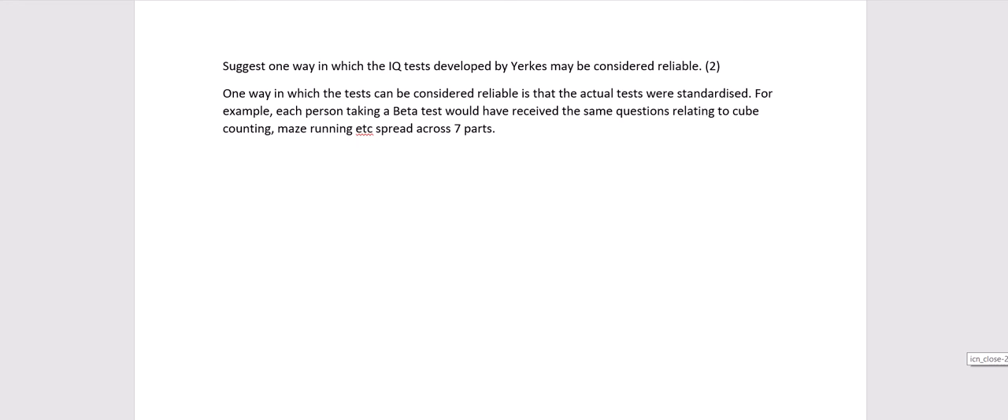And there we go, I've just added some context. So my context is saying beta test. I've shown an understanding of what standardization is because I've said that each person would have received the same questions. And then I've given further context by elaborating on the beta test so that it's clear that I have a full understanding of it, by demonstrating that I've got some knowledge of what goes into it, such as maze running, cube counting, and that it's got 7 parts. So this would be enough to get you 2 marks.